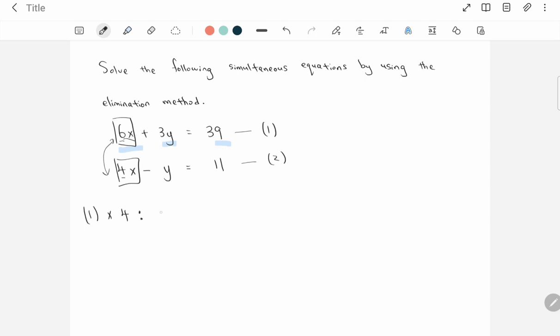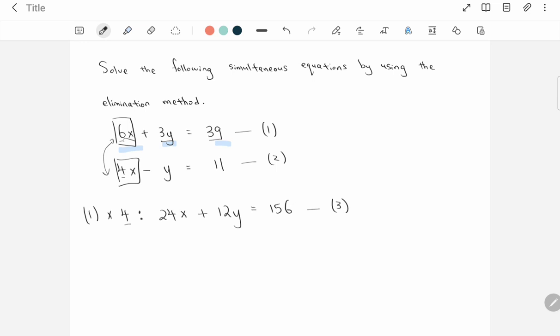So 6x times 4, we get 24x. For the 3y, after we times 4, we get 12y. For the 39, after we times 4, we get 156. This is how I transform the first equation into a new equation, and we can name this new equation as equation 3.